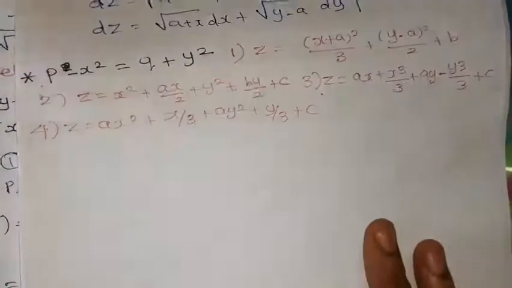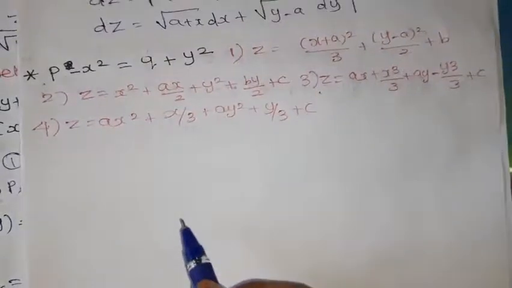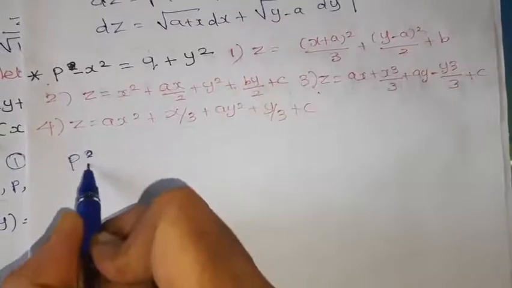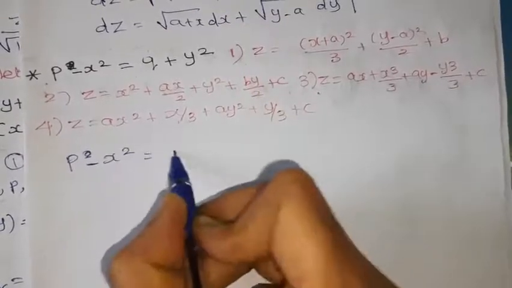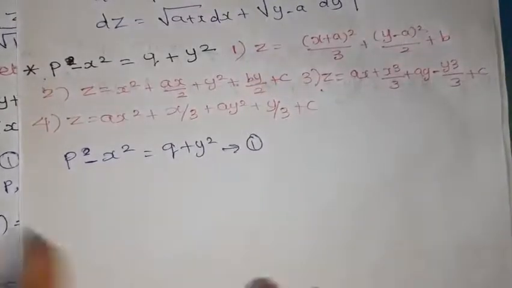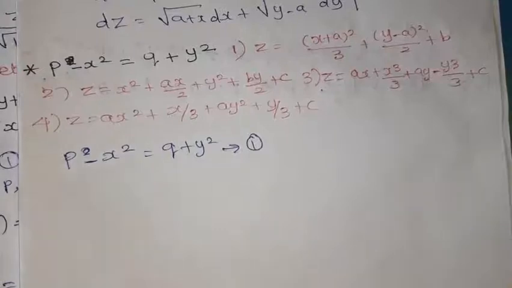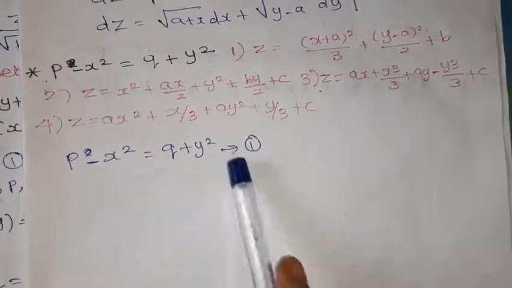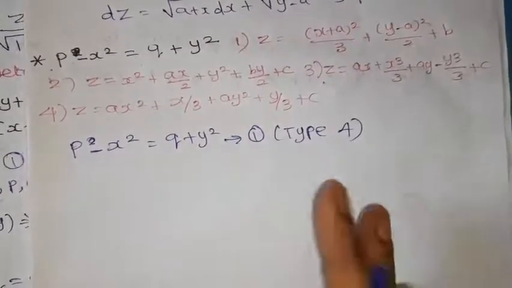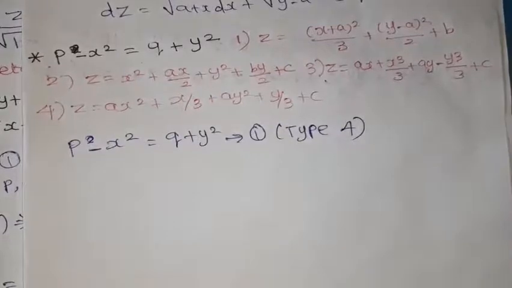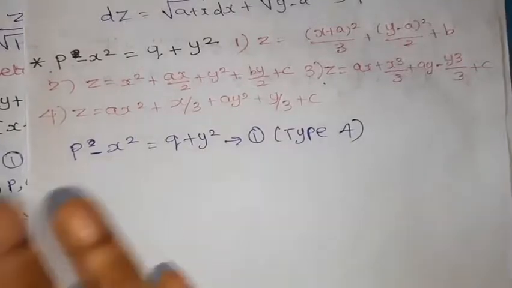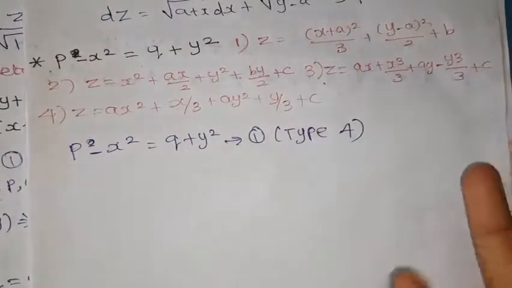We'll move on to the next one. In this problem, what is given? (p - x) squared equal to (q + y) squared. It is equation 1. First we need to identify the type. By seeing the equation, it is a function of p, x, q, y, so it is type number 4. Then we need to separate p and x on one side and q and y on the other side. In this equation itself, p and x are on one side and q and y on the other side.